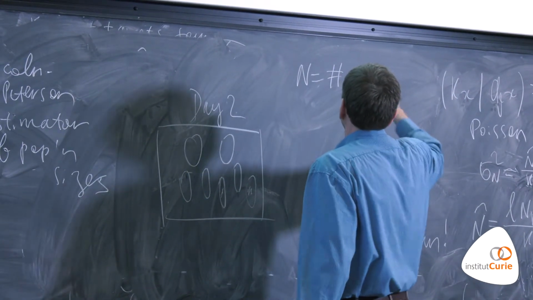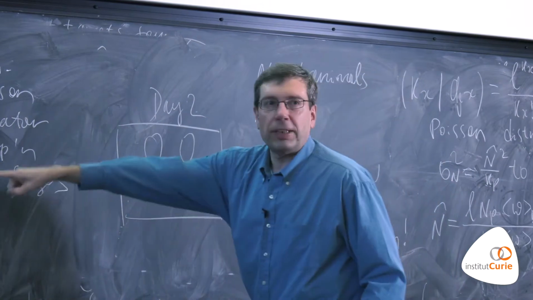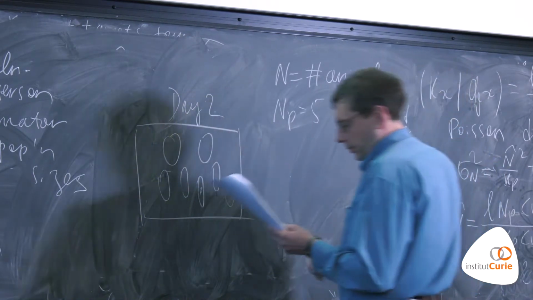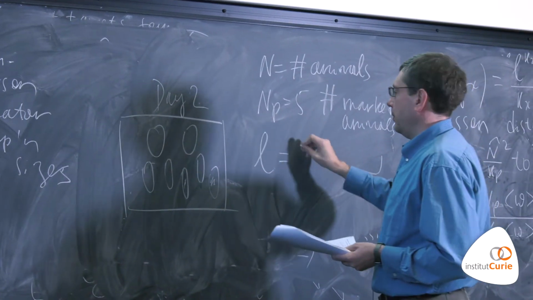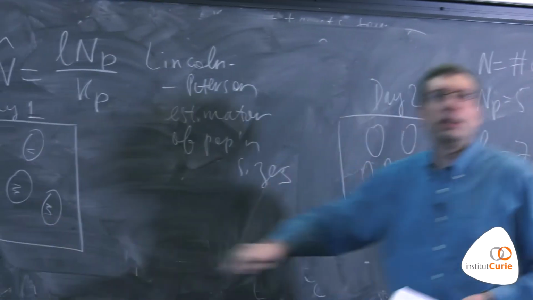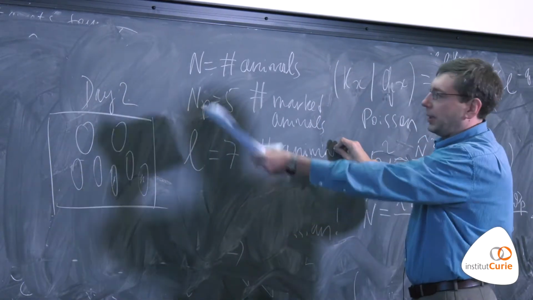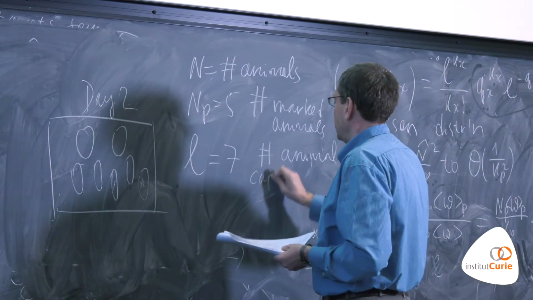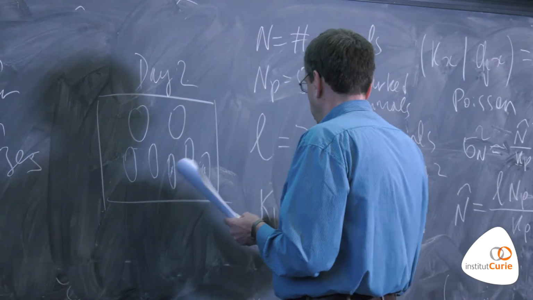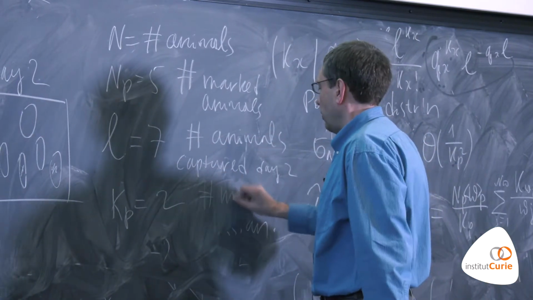n is the number of animals, the one that you want to estimate. And p, which is 5 here, is the number of animals you marked. L, if you think about it, this is 7, is the number of animals captured on the second visit. So this is the size of your sample. So this is setting the pseudo targets, and this is my random walk, my random sample of size 7. Number of animals captured day 2. And Kp is equal to 2, because this is the number of marked animals captured.